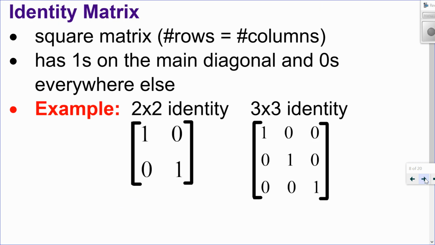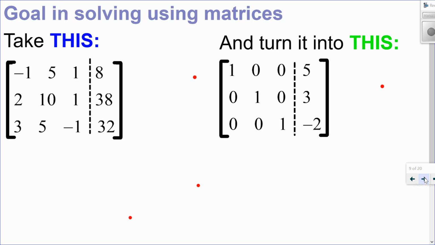Okay, so a special type of matrix is called the identity matrix. And it's called an identity because anytime I multiply a comparable matrix by the identity matrix, I will get the matrix itself. So any matrix multiplied by an identity matrix gives the matrix itself. That's why it's called identity. So an identity matrix is a square matrix. In other words, the number of rows equals the number of columns. It has ones on the main diagonal and zeros everywhere else. So here's an example of a 2 by 2 identity matrix and a 3 by 3 identity matrix. So ones on the main diagonal, zeros everywhere else.